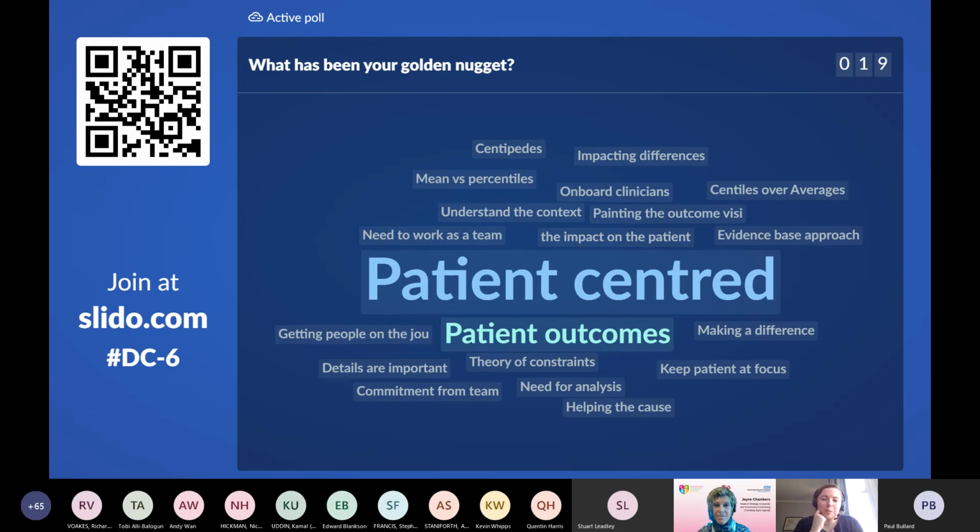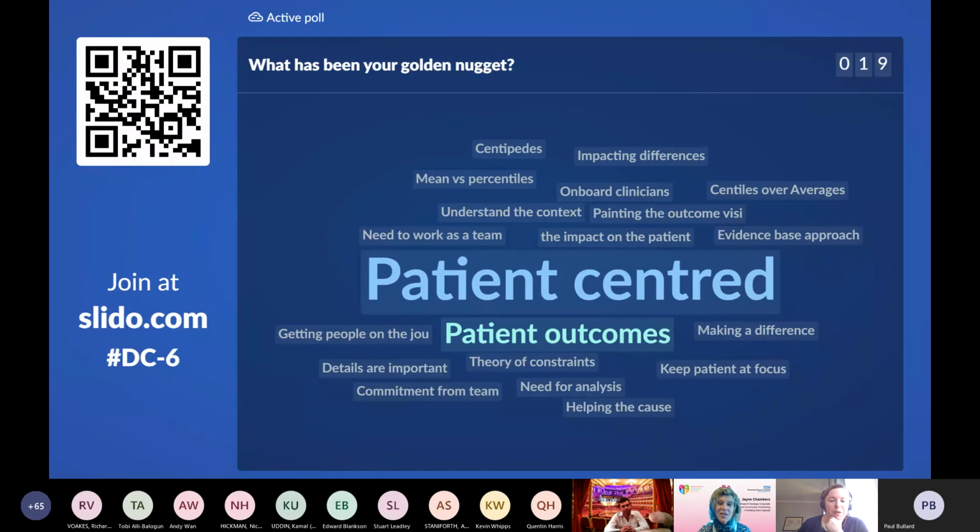There are some other bits that have come up. So evidence-based approach, impact on the patient, making a difference. My favourite, theory of constraints. I love that. I'm a big fan of the theory of constraints. Have you read The Goal? Yeah, got it. It's a hilarious book. It's very much of its time, but the theory is absolutely sound. Eli Goldratt, wasn't it? Yeah, that's the one.